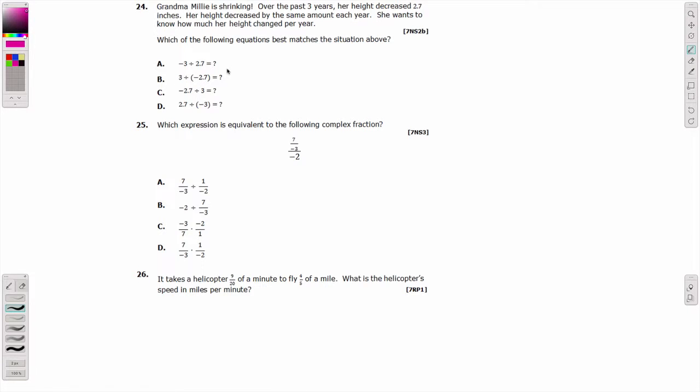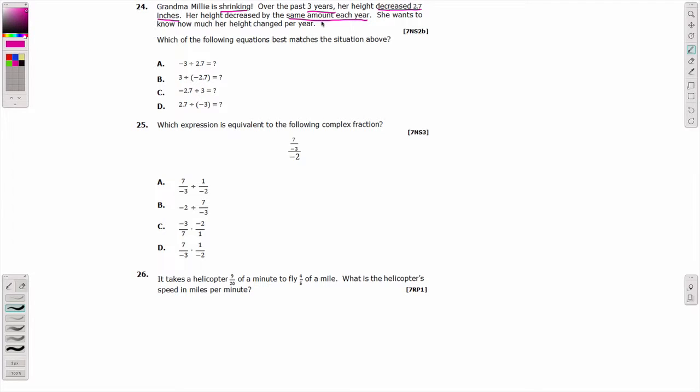Last page. Question 24. Grandma Millie is shrinking. That means getting smaller. Over the past 3 years, her height has decreased 2.7 inches. Wow, that's quite a lot. Her height decreased by the same amount in each year.